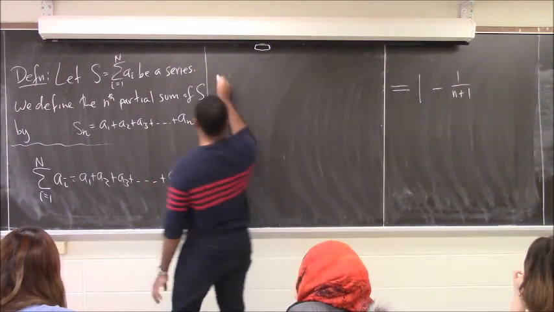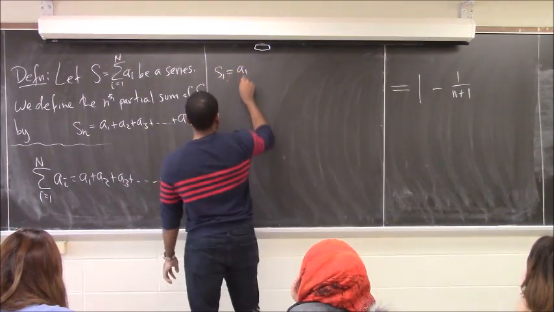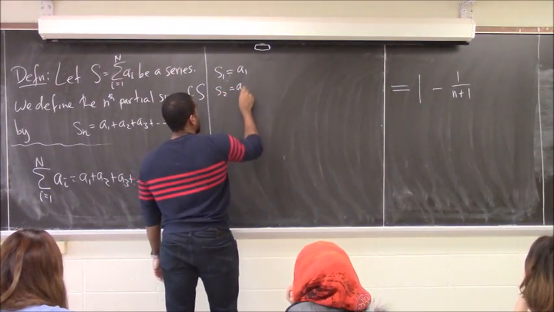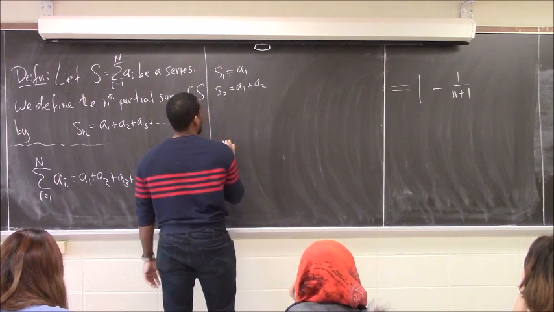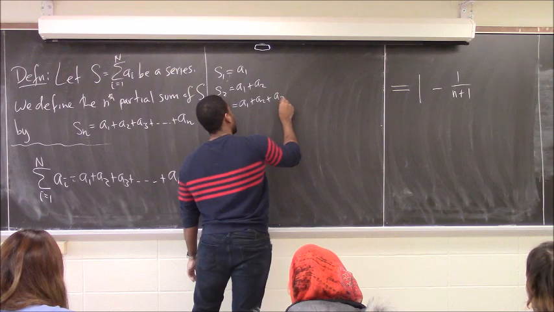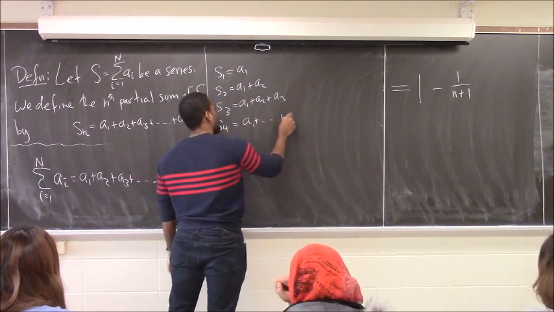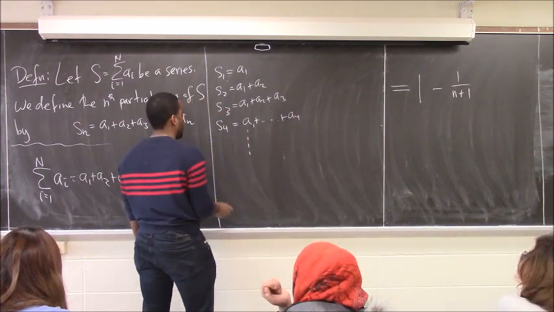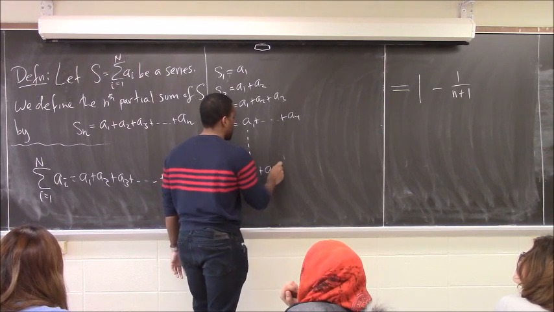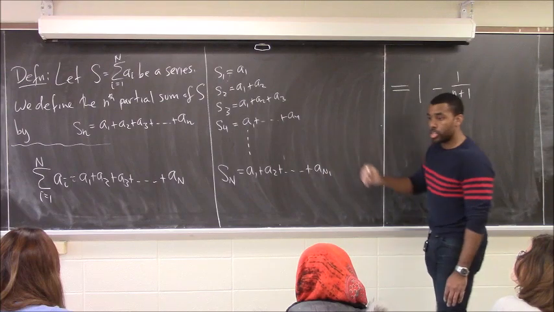So I can talk about the partial sum of the first term. Well, that is literally just a1. I can talk about the second partial sum. Well, that just means a1 plus a2. I can talk about the third partial sum. That's a1 plus a2 plus a3. And I can talk about the fourth partial sum, a1 plus all the way up to a4, and so on. And I can go all the way down to the S uppercase N, and that will literally be the entire series in this case. Right? So these guys are called the partial sums.